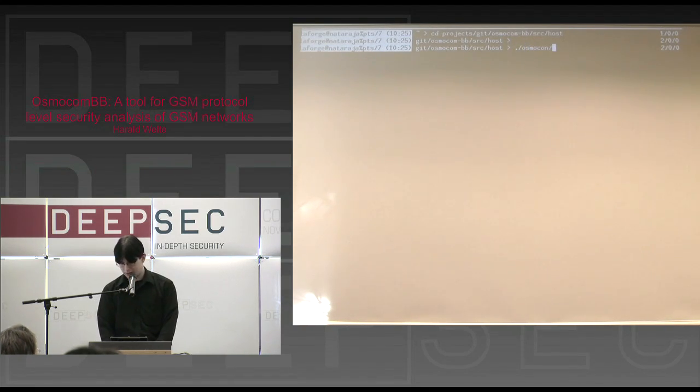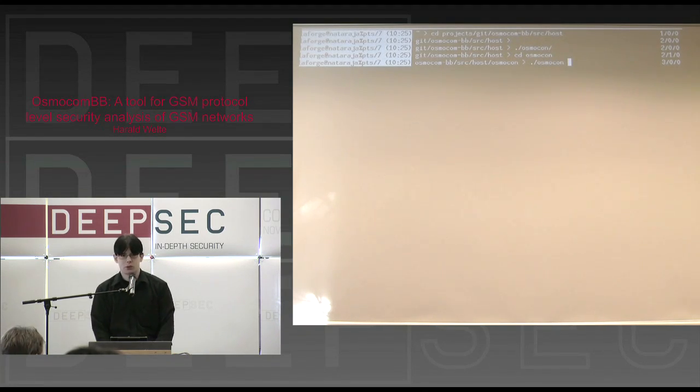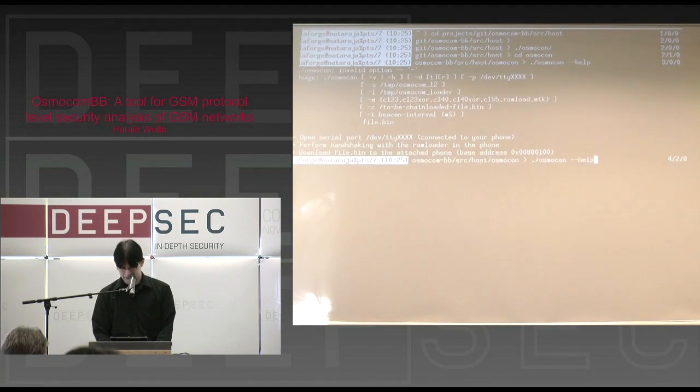I'm starting what's called the OsmocomBB project. OsmocomBB is the open source mobile console program, where I can say -MC155, this is the telephone I'm going to use. I'm saying -P, that's the serial port that I'm going to use, and I'm going to specify which firmware that I want to load. Port config E99, layer1.ramload.bin.